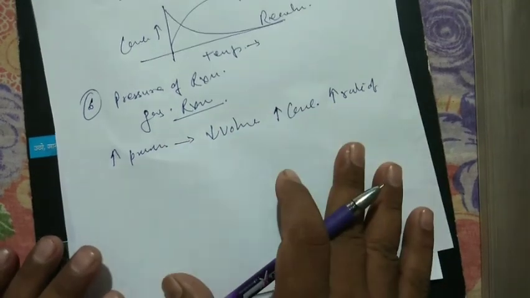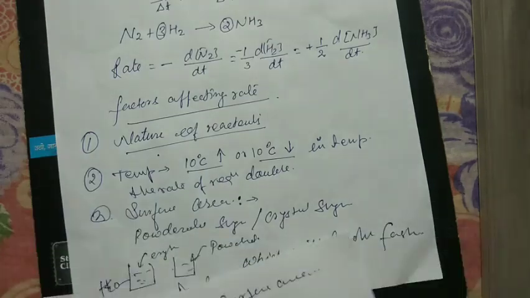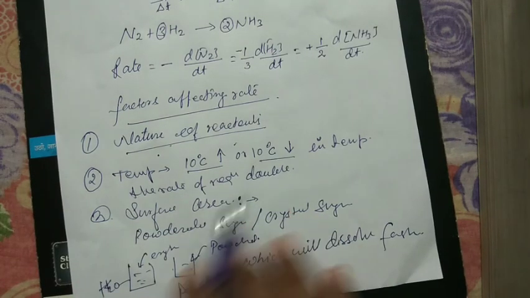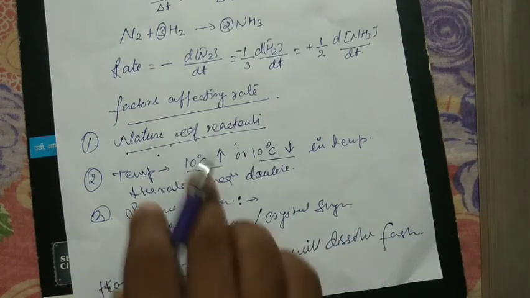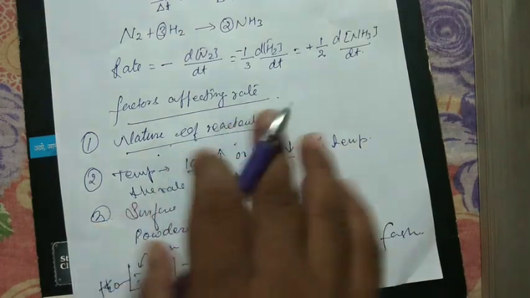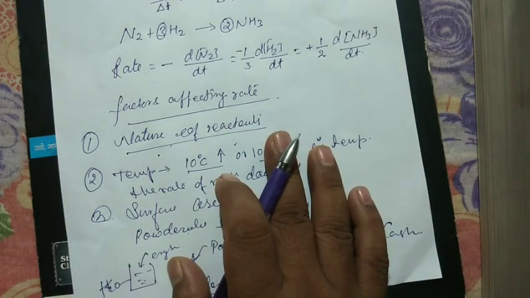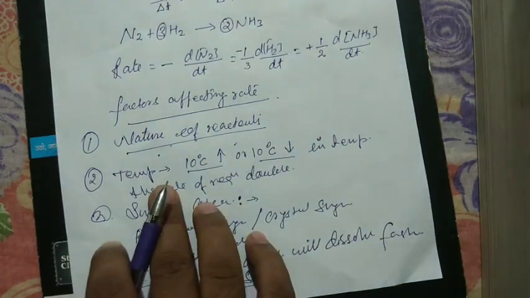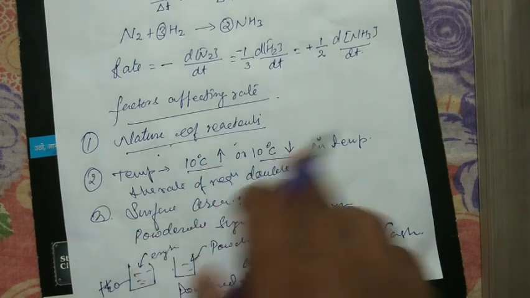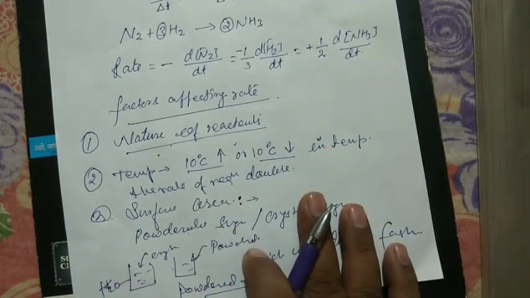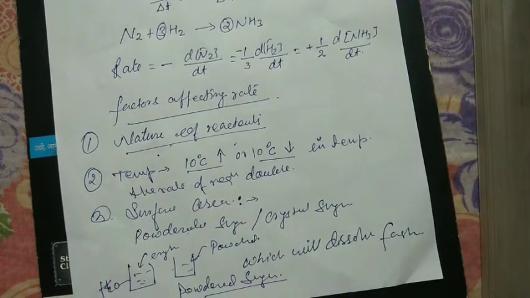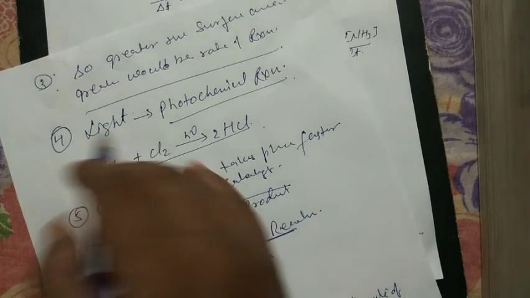These are the factors which affect our rate of reaction: nature of reactant, temperature, surface area. Nature of reactant means different bonds require different energy to break or make. With every 10 degree rise or fall in temperature, the rate of reaction will double. Greater the surface area, more will be the rate of reaction.